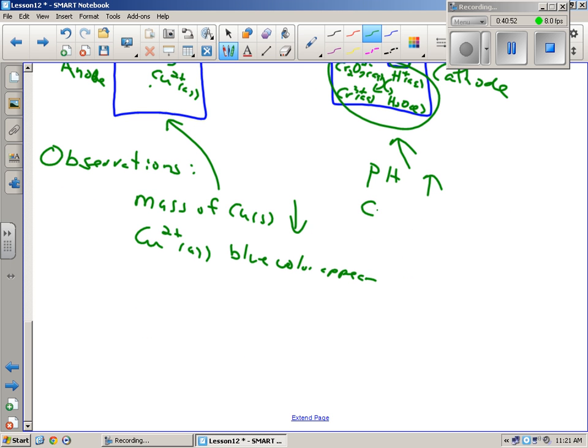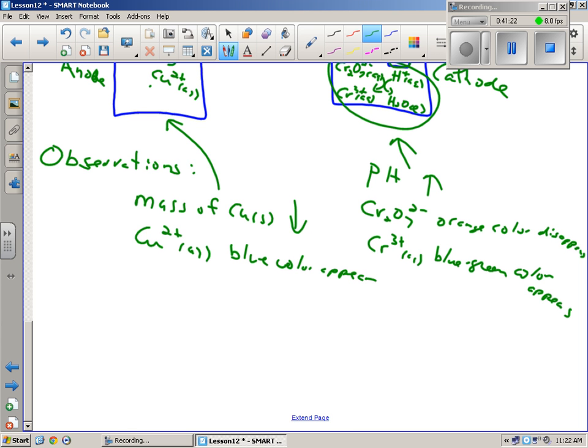Dichromate, there's a color with that. What is it, orange? Yeah? I would say the dichromate orange color disappears. Forms chromium 3+. Well, chromium 3+ is a blue-green color. So a blue-green color would appear. As far as masses of anything, that wouldn't be going up or down or anything like that.